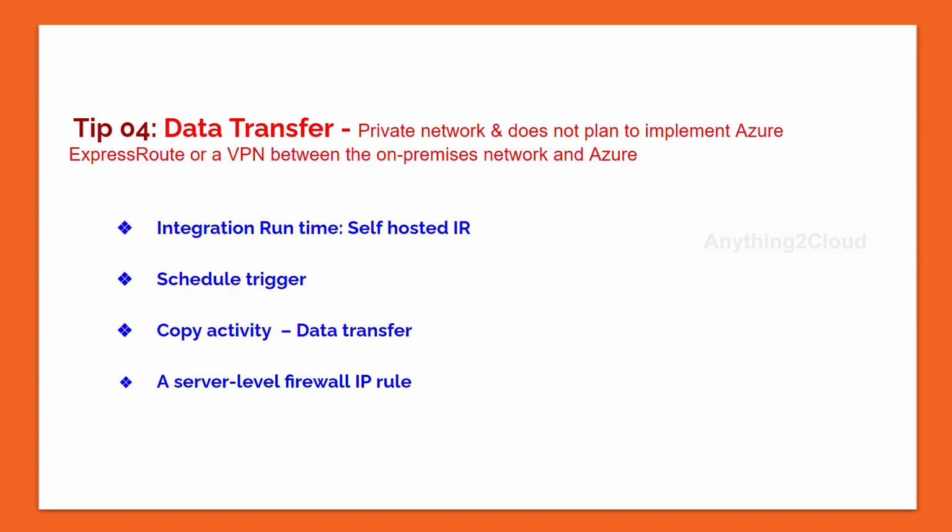The next step is on data transfer. Suppose you have a private network and it does not support implementing Azure ExpressRoute or VPN between the on-prem network and Azure. What are the options we should use? For this, if there is no VPN connection, then we have to use the integration runtime as self-hosted integration runtime. We can use a schedule trigger, then copy activity can be used for data transfer, and you should use a server level firewall IP rule to implement this.